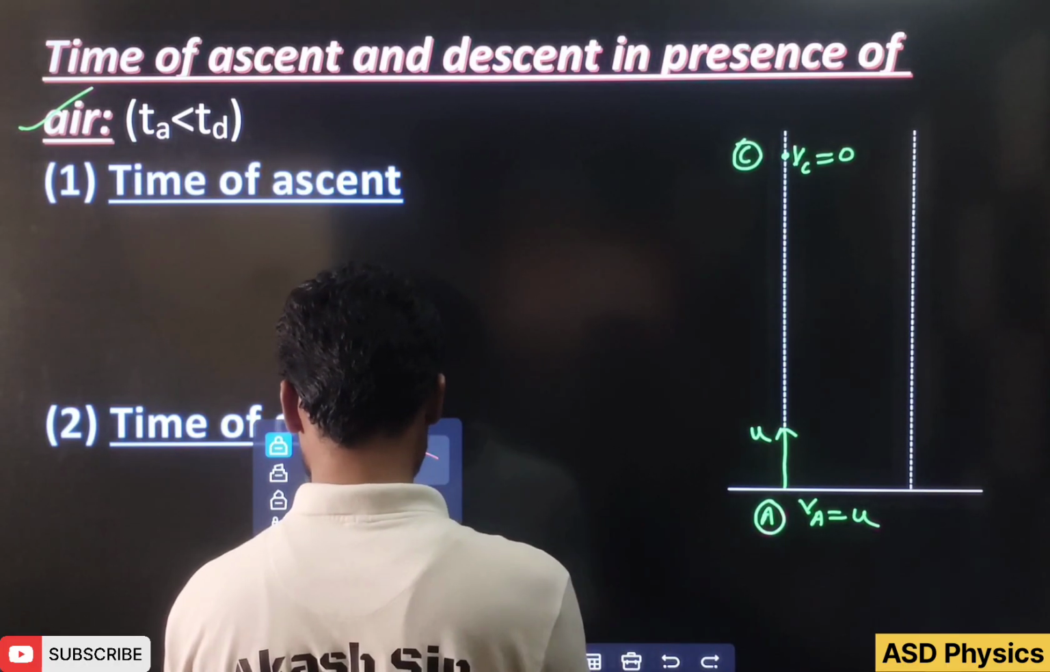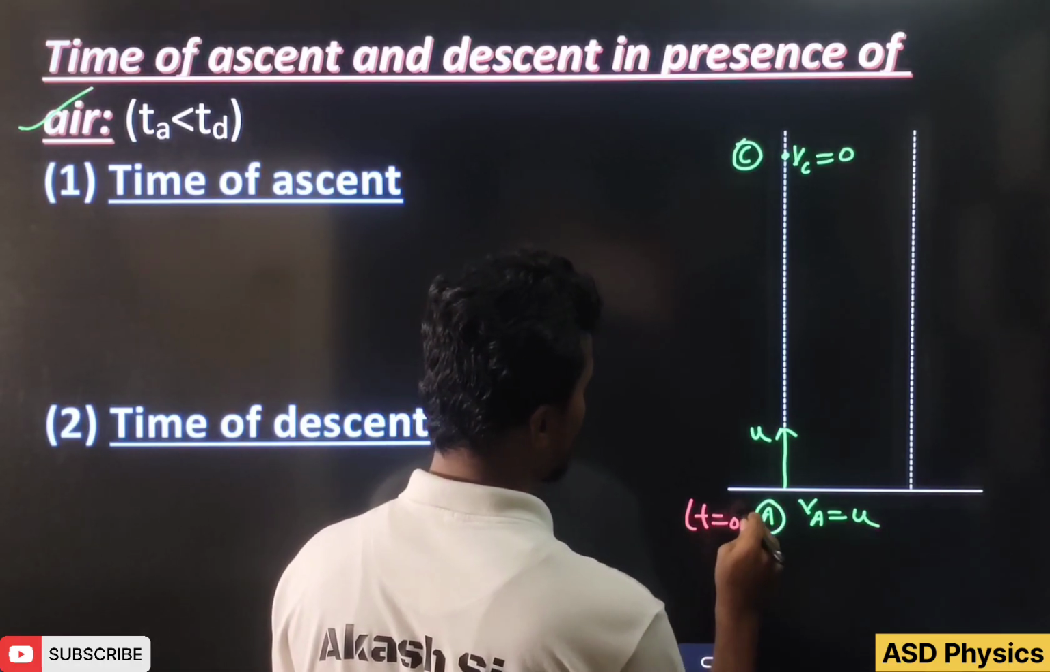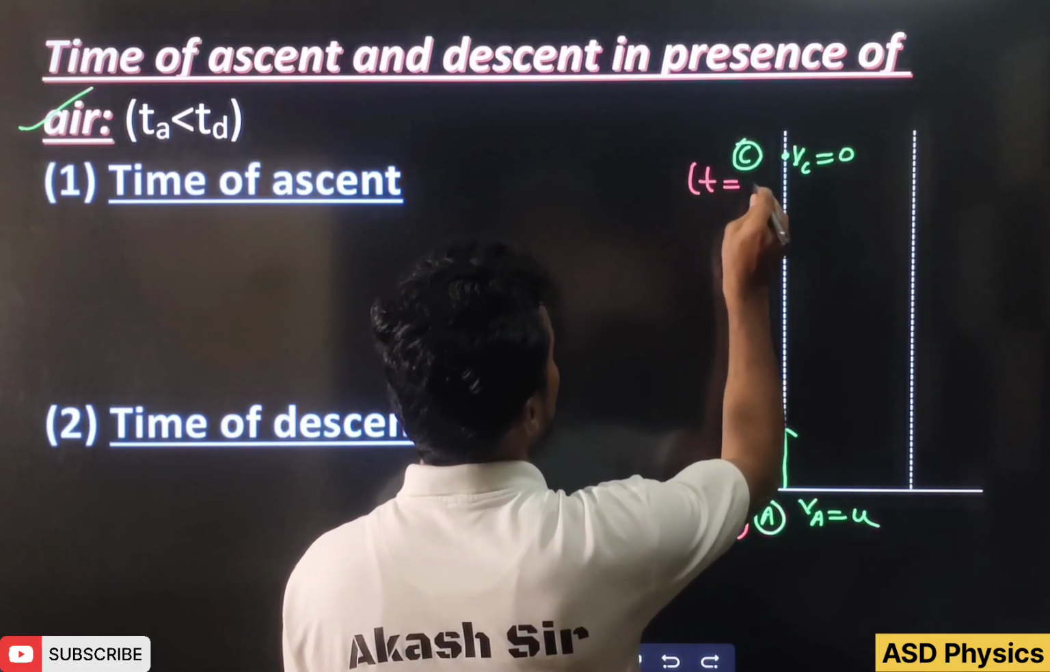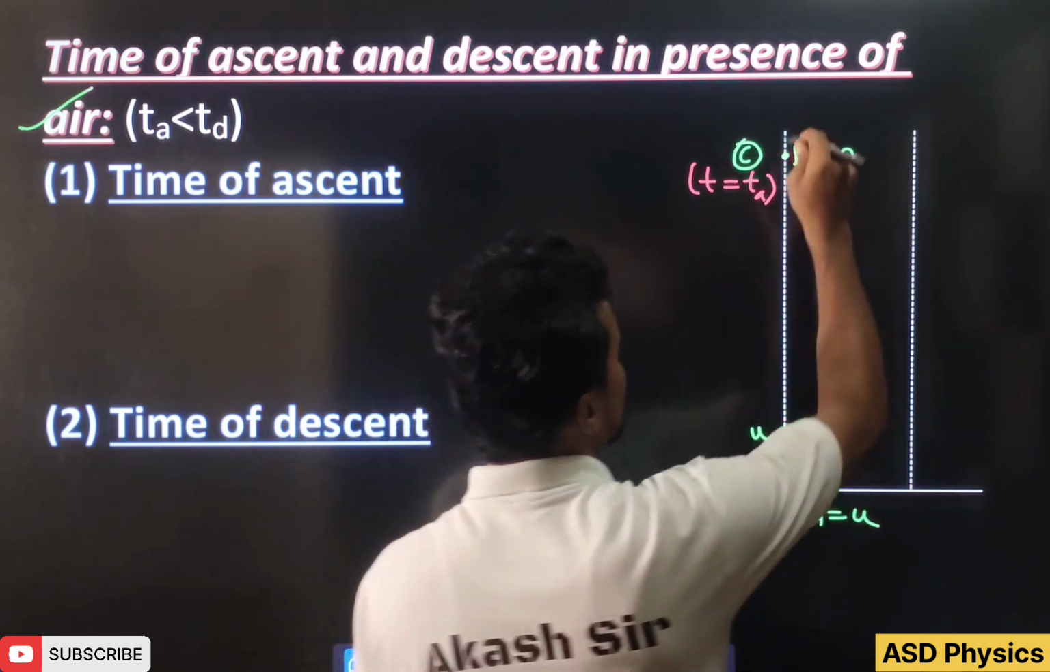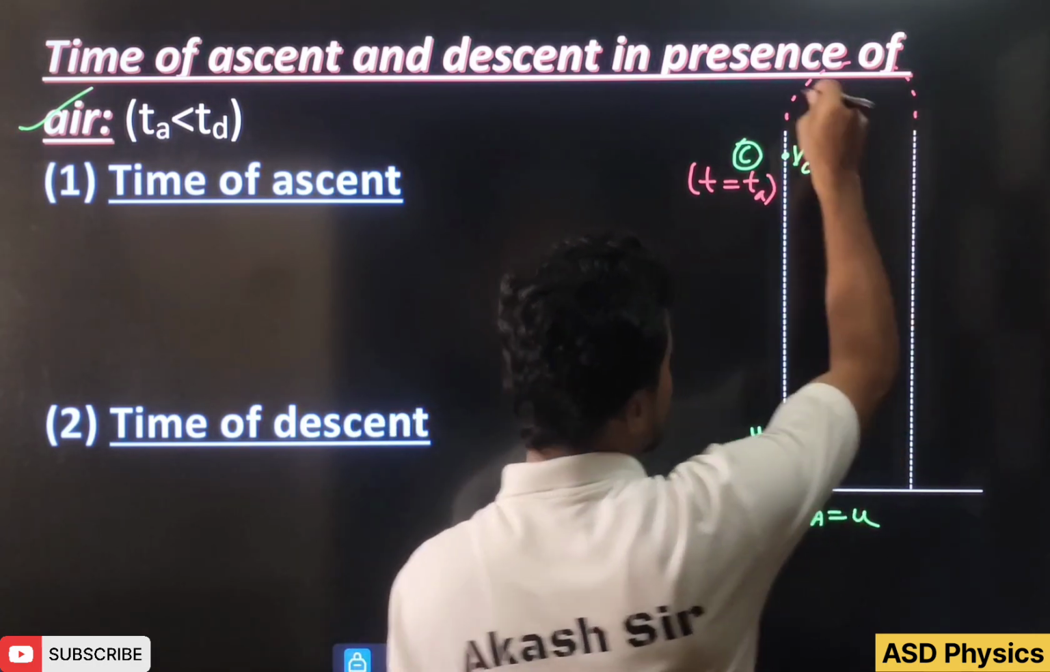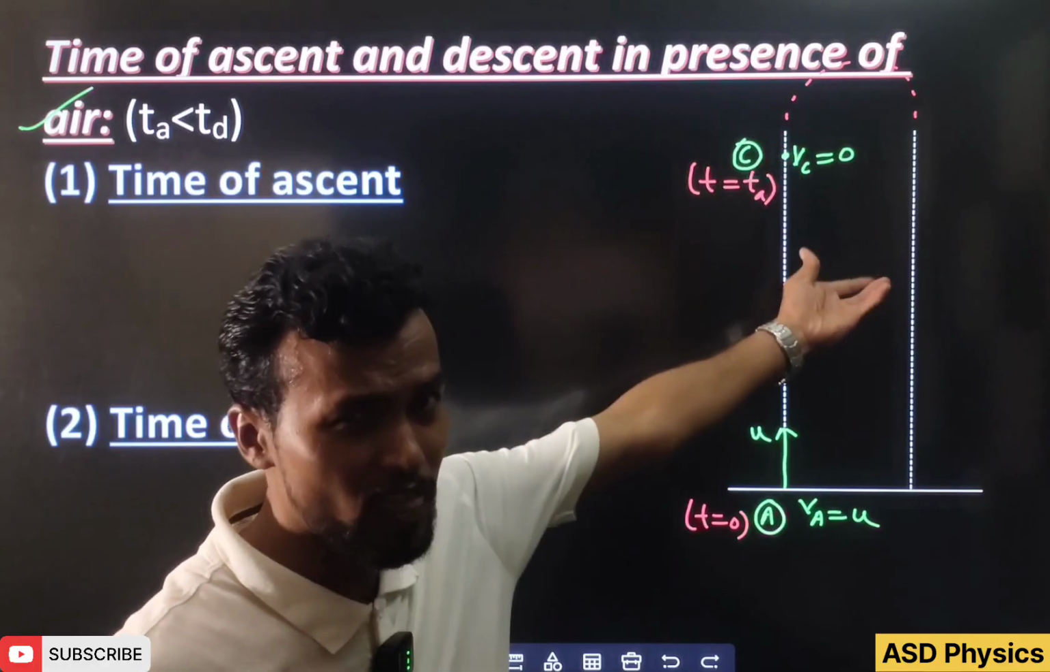If I talk about the time taken. So remember that here, student, this time taken t equal to 0. And here time taken how much here? Time of ascent t equal to TA. Now again, after reaching there, on the same path it will come down, but for the simplicity purpose we are doing.